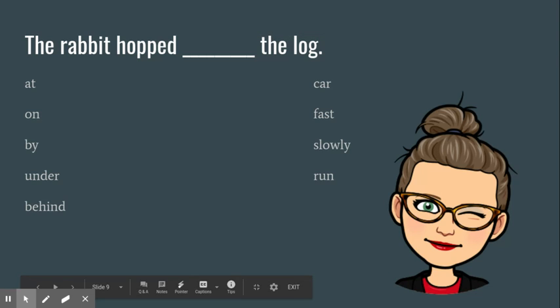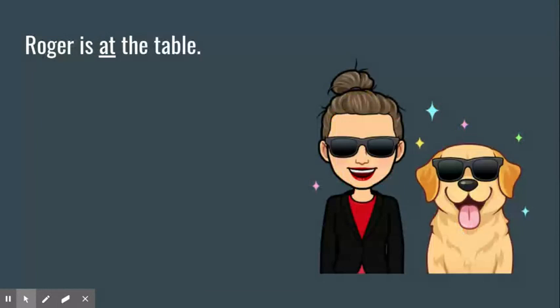A prepositional phrase is a group of words that tells where, when, or how. It begins with a preposition and always includes a noun. Look again at the sentence on the board. Roger is at the table. At the table is the prepositional phrase. It begins with a preposition. What preposition does it begin with?